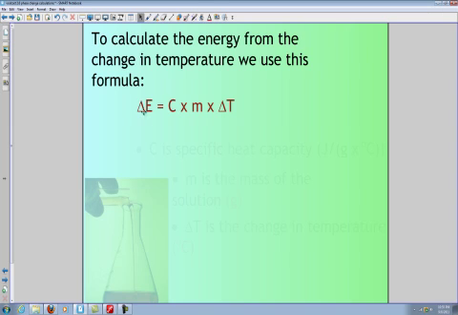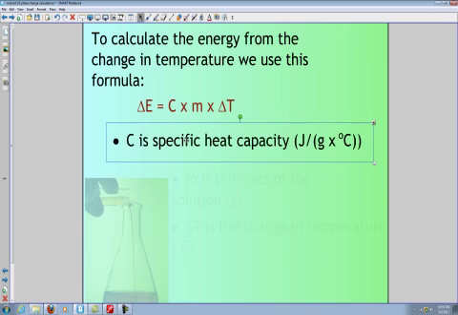Delta E, this little triangle means delta. Whenever you see the sign, it means change in. And so delta E is equal to C times M times delta T. Okay, and remember delta means change in, so it's change in T, and in this case T is going to be temperature. So C is the specific heat capacity. Specific heat basically means how much heat do you have to put into something to cause a temperature change.